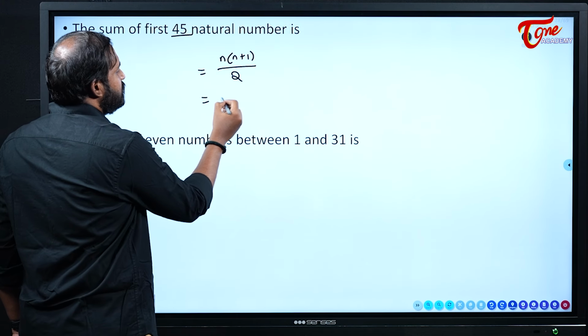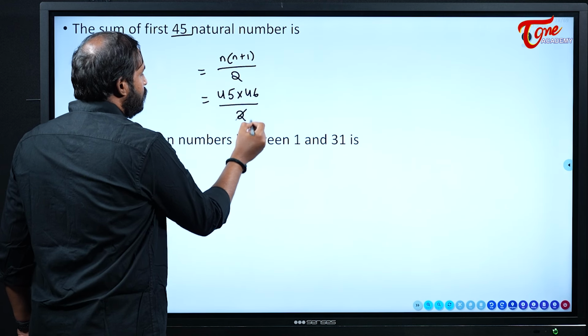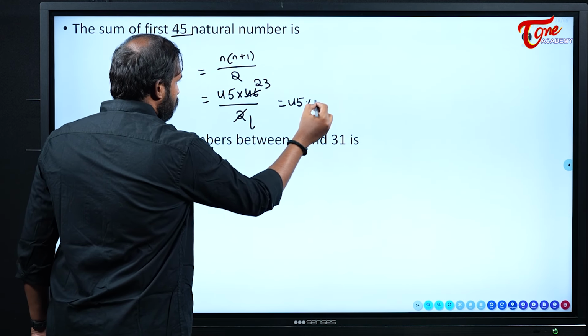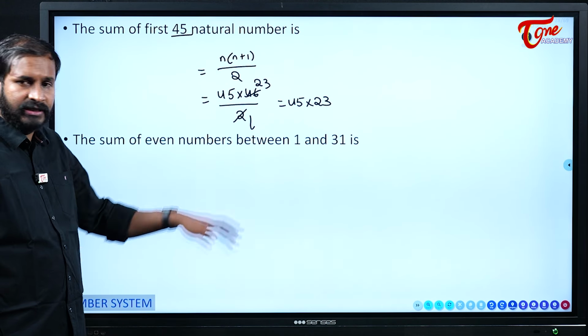So what happens to this? 45 into 46 by 2. 2 ones are 2, 2 23s are 46. So our answer will become 45 into 23. Okay, solve that, you will get the answer.